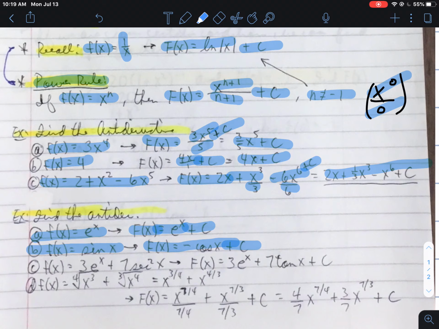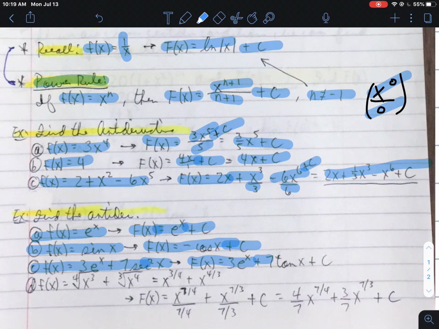All right, part C. I've just got, again, multiple terms in this one. I've got little f equals 3e to the x plus 7 secant squared. And so again, the antiderivative of e to the x is e to the x. The constant doesn't change that. The antiderivative of 3e to the x is still just 3e to the x. But just like differentiation, where the derivative of a constant times a function is the constant times the derivative, the same thing is true for antiderivatives.